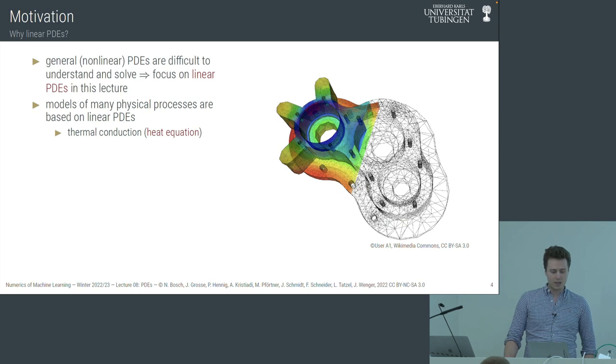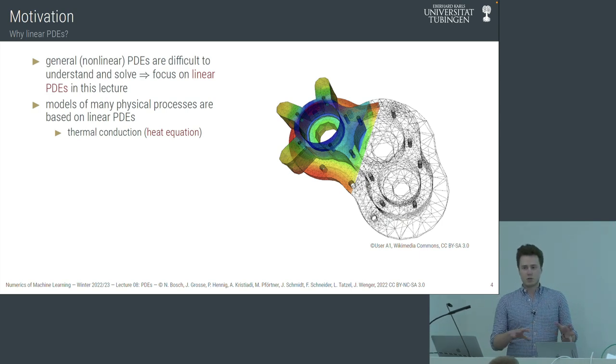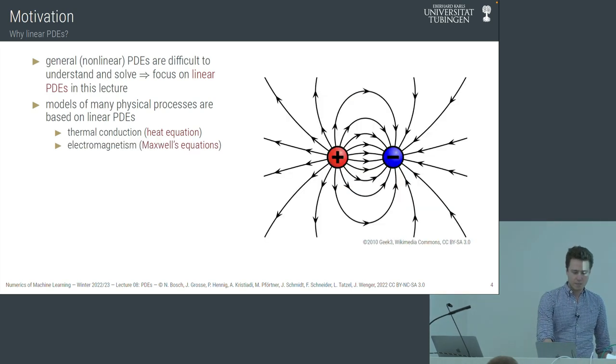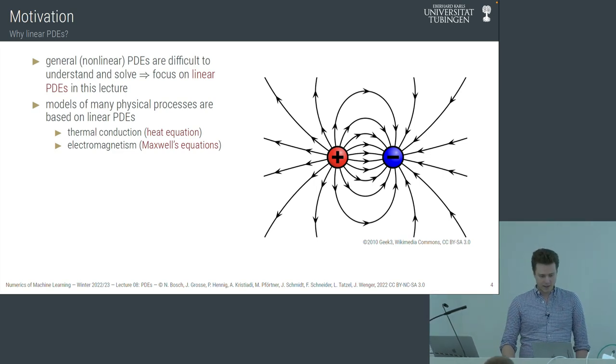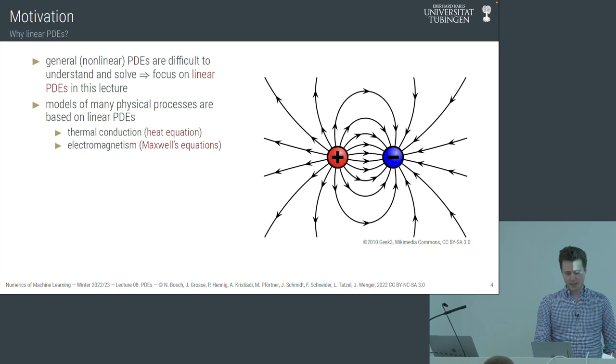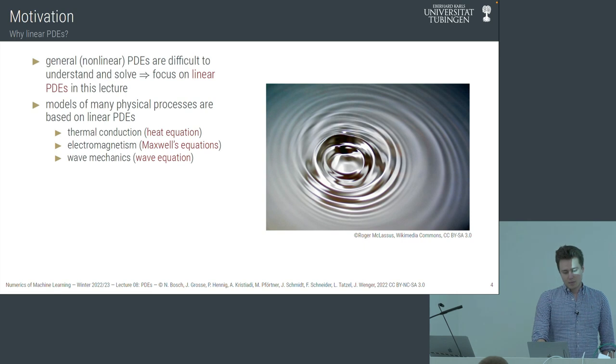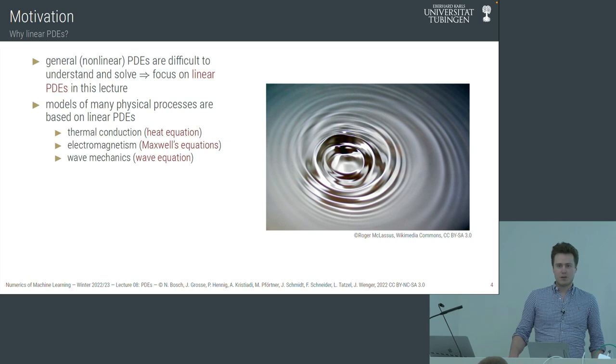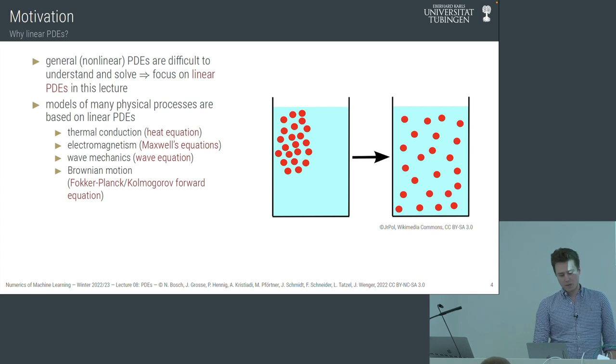Many of the physical processes that happen around us can be described via linear PDEs still quite accurately. For example, thermal conduction, the diffusion of heat in, for example, a piece of metal, is described by the so-called heat equation, which is one of these linear PDEs. The phenomenon of electromagnetism, I already talked about protons interacting, is also described by a system of linear PDEs called Maxwell's equations. Wave mechanics, so essentially the description of water waves and waves that propagate through air, can be described to a very good approximation by the wave equation. It's also a linear equation.